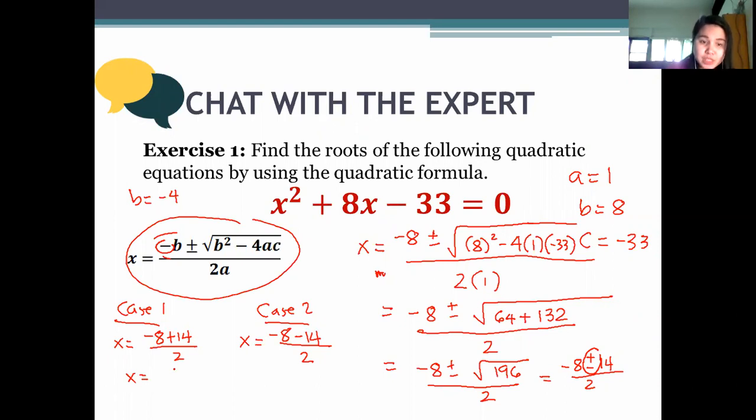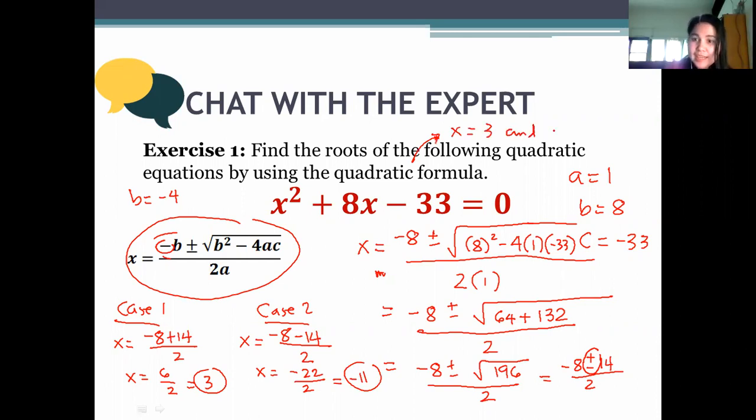Negative 8 plus 14 is 6 divided by 2. So x equals 3. For case 2, x equals negative 22 over 2. So our x is equal to negative 11. So what are the roots of the quadratic formula? We have 3 and negative 11. As easy as that one.